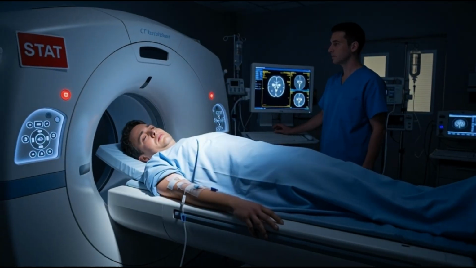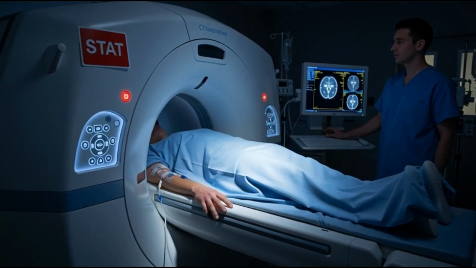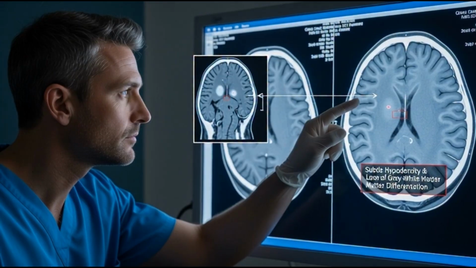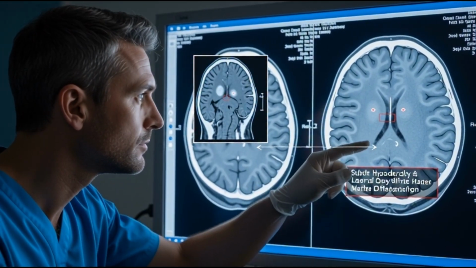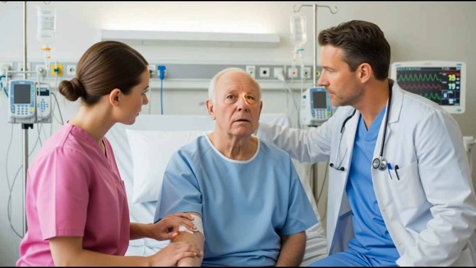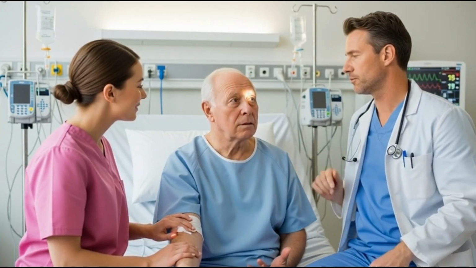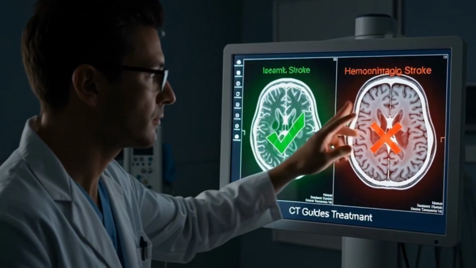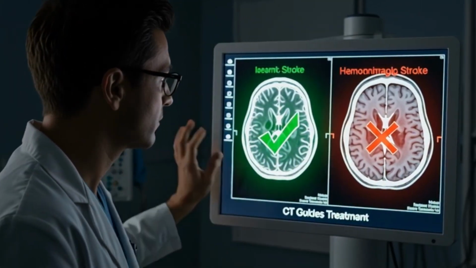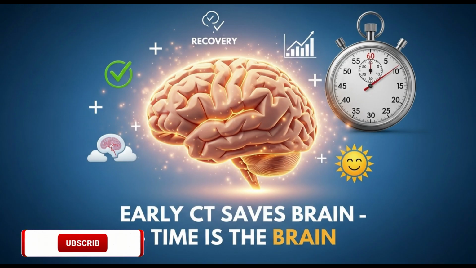Clinical importance and conclusion. CT brain is the cornerstone investigation in acute stroke management. It saves critical time, prevents treatment errors, guides life-saving decisions. Always remember, time is brain. Early CT interpretation leads to better outcomes and reduced disability.